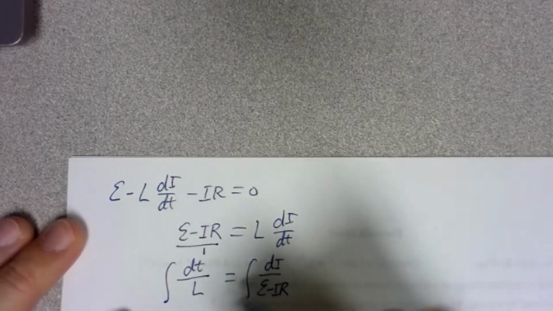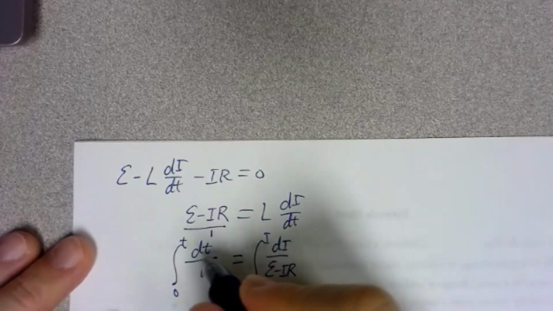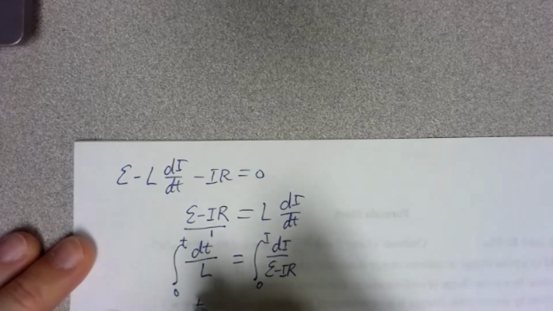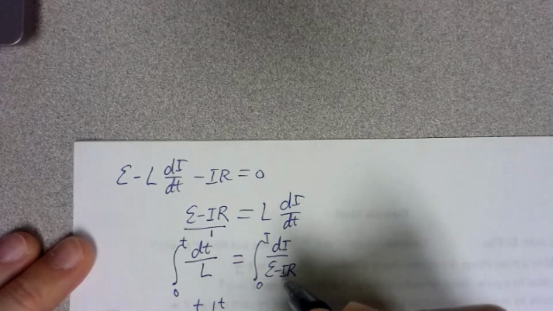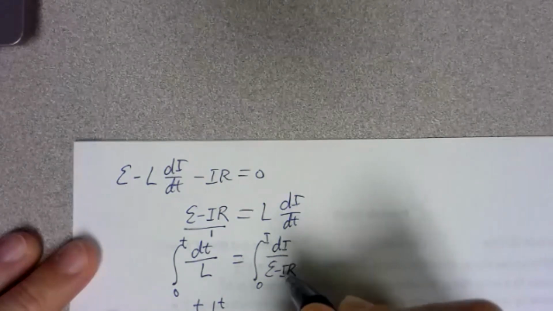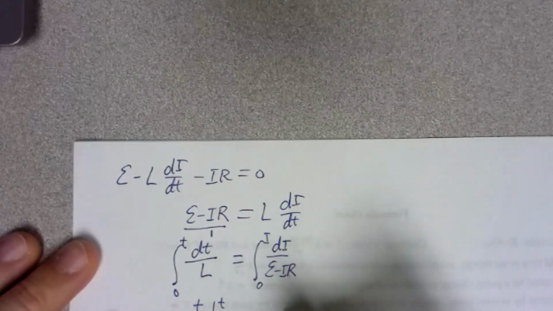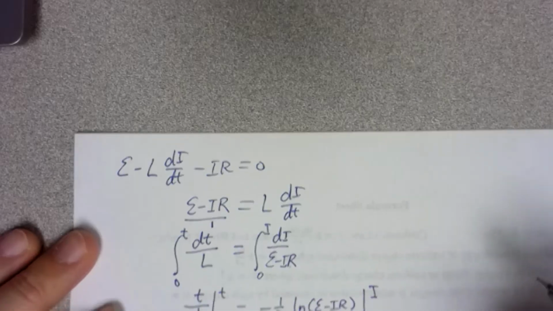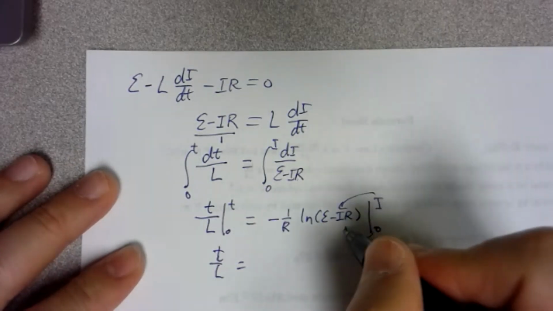Then you integrate, starting from 0 to the final t on one side, and from 0 to the final current on the other. On this side, it's just dt with a constant, so the result is t over L, from 0 to t. On the other side, it's di over epsilon minus IR. The variable I is also in the denominator here. So this result is a natural logarithm function, but with the R there, it becomes a minus sign: minus 1 over R times the natural logarithm of epsilon minus IR. That's the result of the integration. The limits are from 0 to the final current. On this side, it's just t over L.